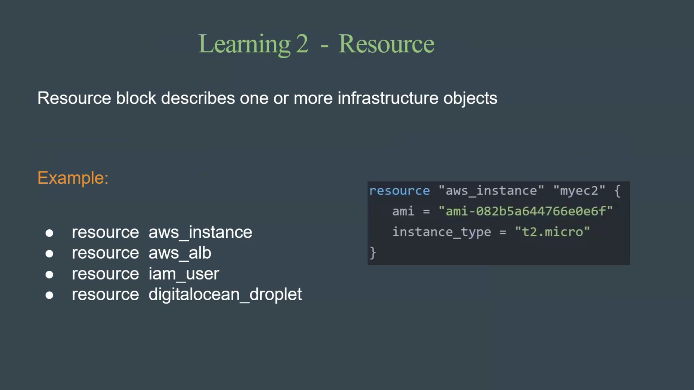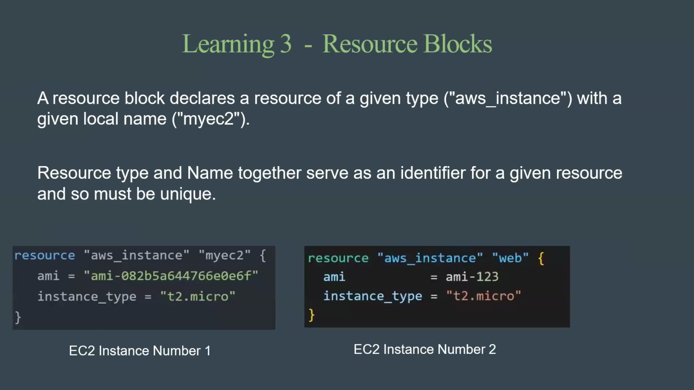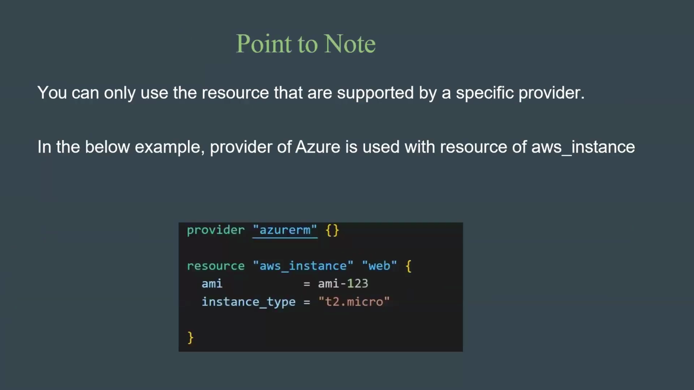directory. A resource block describes one or more infrastructure objects. Example resources: aws_instance, aws_alb, iam_user, digitalocean_droplet. These are the resources. A resource block declares a resource of the given type, aws_instance, with a given local name. Resource type and name together serve as an identifier for the given resource. Okay. So a point to note: you can only use the resources that are supported by the specific providers.